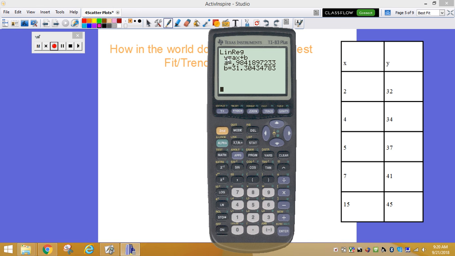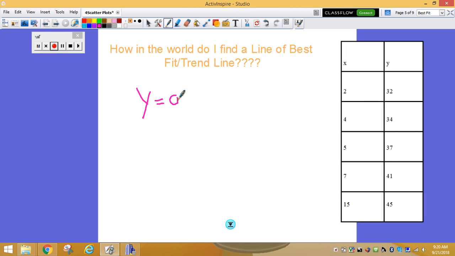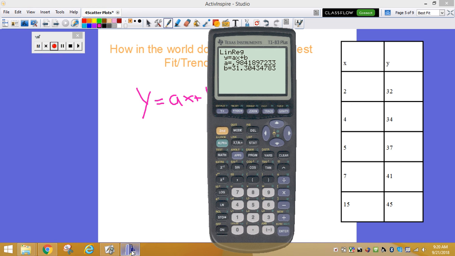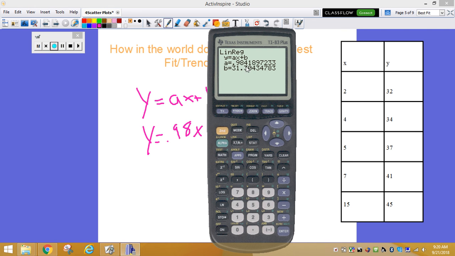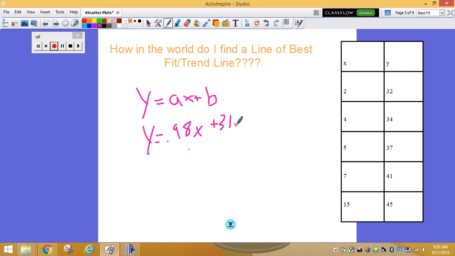This first line, y equals ax plus b, tells you how we're going to write our equation. So I'm going to write that here. Y equals ax plus b. Okay? And it tells you this is what I'm going to plug in for A, and this is what I'm going to plug in for B. So I do 2 decimals. So I'm going to plug in 0.98 for A. So y equals 0.98x plus, and it says for B, I'm going to plug in 31.3. And this is my line of best fit.